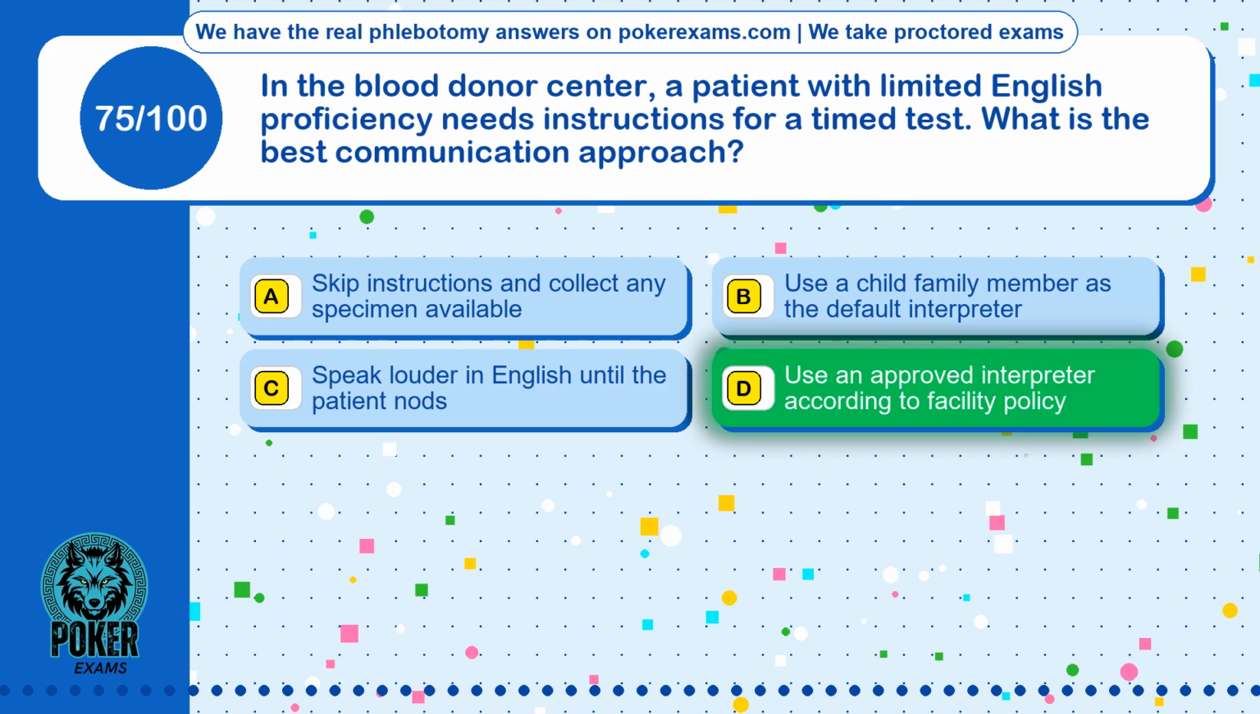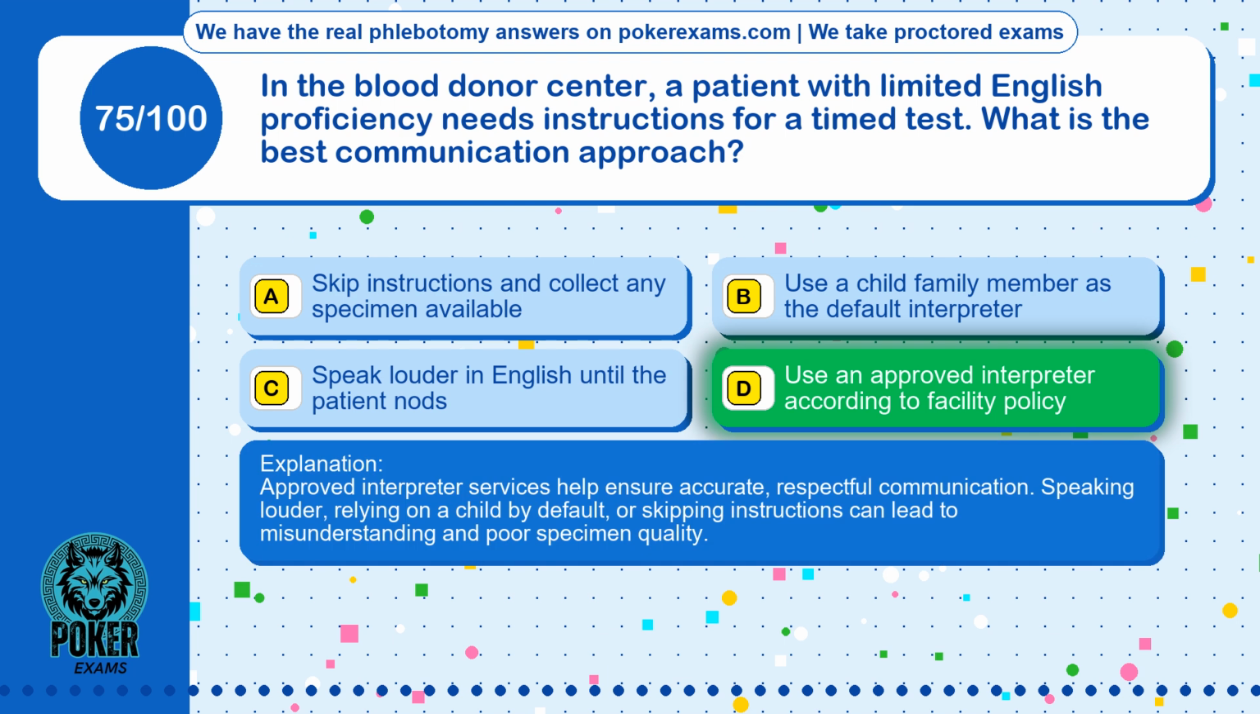The correct answer is option D. Use an approved interpreter according to facility policy. Approved interpreter services help ensure accurate, respectful communication. Speaking louder, relying on a child by default, or skipping instructions can lead to misunderstanding and poor specimen quality.